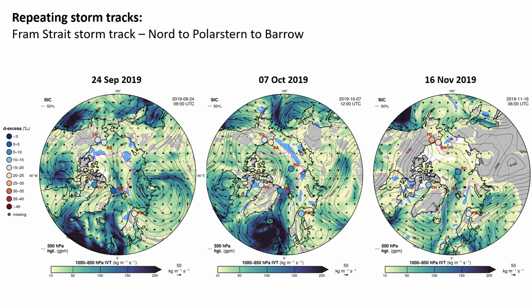So now we will shift into looking at this data over time using repeating storm tracks. First, let's look at what we will define as the Fram Strait storm track. Here I show 3 IVT maps from each month of the study, showing the same moisture pathways across the Arctic, but with very different sea ice coverages. In this track, moisture first passes Nord, then the Polarstern, and then Barrow and Toolik. So we can use these repeating storm tracks to examine how DXS changes between sites under varying sea ice distributions.